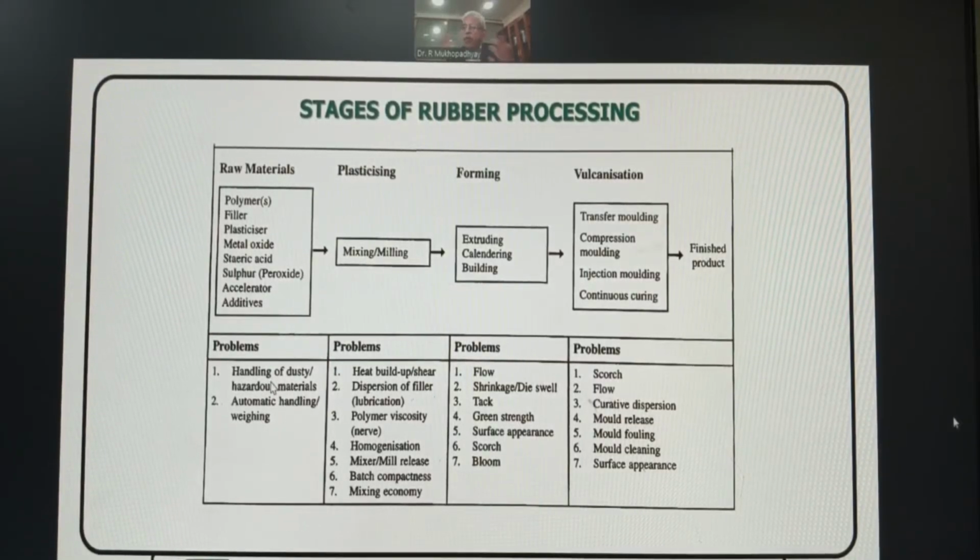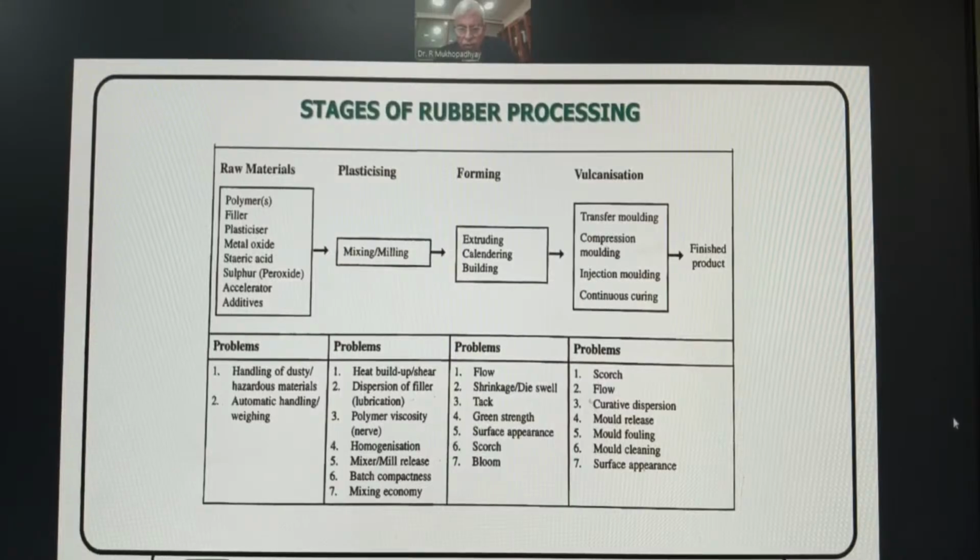It is already done mostly for carbon black and fillers, with pneumatic loading, oil injecting, and other ingredients, and the polymer bales have automatic weighing. So loss is minimized. But for the non-tire industry, it is still a problem. Then in the mixing area we have several problems: dispersion, polymer viscosity, incomplete breakdown, homogenization, release, batch temperatures, and mixing economy. Then extrusion: flow, shrinkage, tack, scorch, blooming, and so on, and the curing problem. So these are the problems and why they are happening.